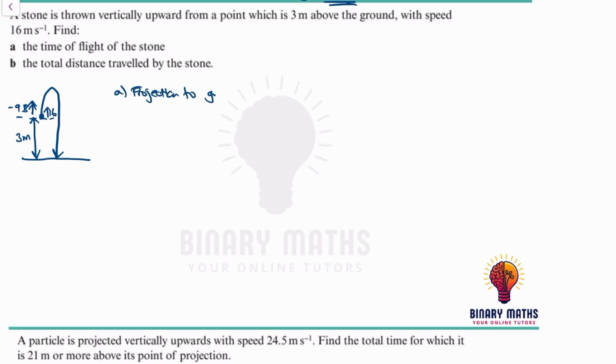Projection to ground, because the time of flight is for the whole journey. Because it lands 3 meters below where it started, displacement is minus 3. Initial speed is 16. Final speed we don't know. Acceleration is minus 9.8. And time is what we're trying to find out. We've got S, U, A, and T.